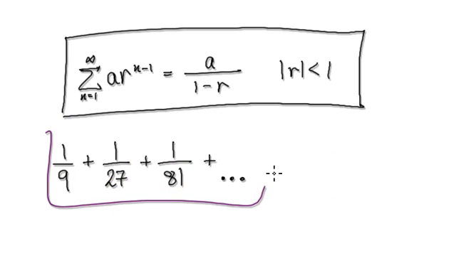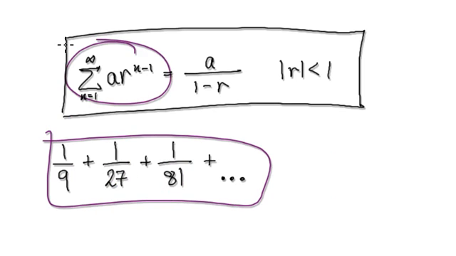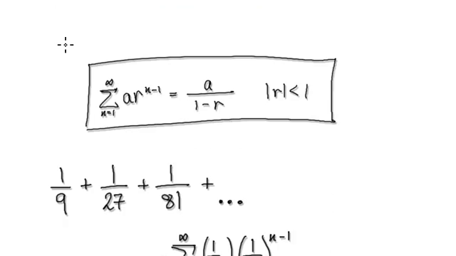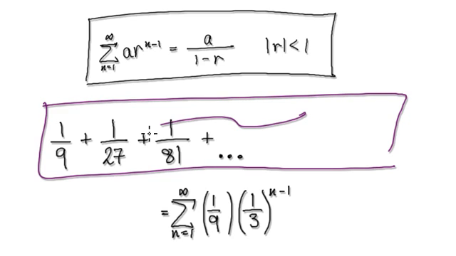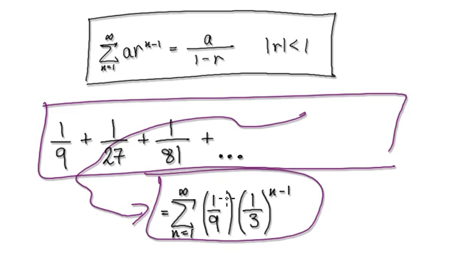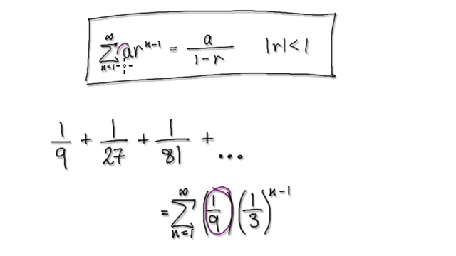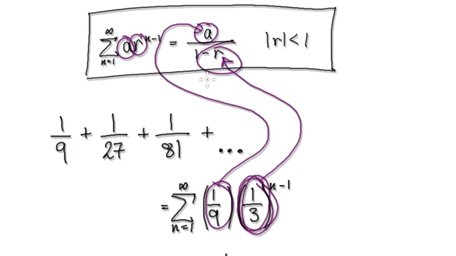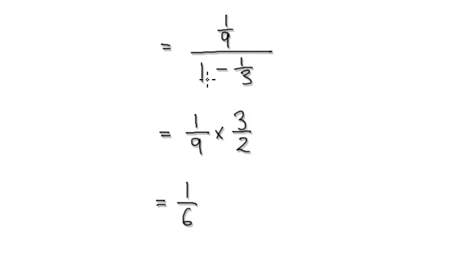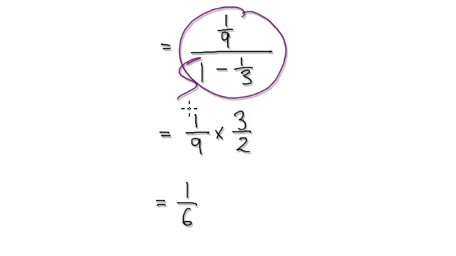Rewrite this thing here in this summation form and it will give you this. So this whole series here can be rewritten as this. This is your a here, and this is your common ratio r here. And then now we can simply put it into the formula, and put this into the r here. That will then give us this, and then the limit is 1 over 6.